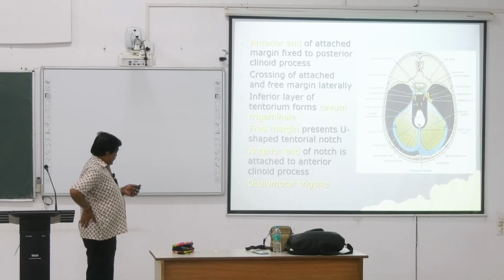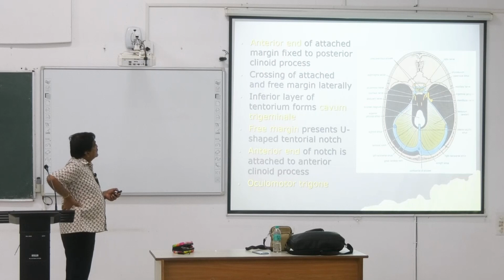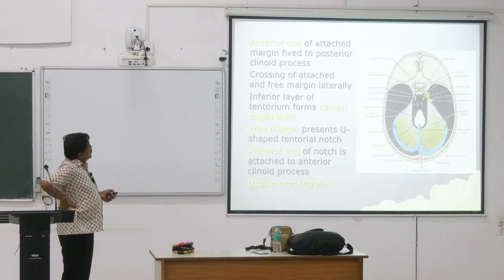The anterior end of the attached margin is fixed to the posterior clinoid process. This is the part. And this is the crossing of the attached and free margin laterally. The inferior layer of the tentorium forms the cavum trigeminale, and the free margins present a U-shaped tentorial notch. This part. The anterior end of the notch is attached to the anterior clinoid process. The oculomotor trigone.